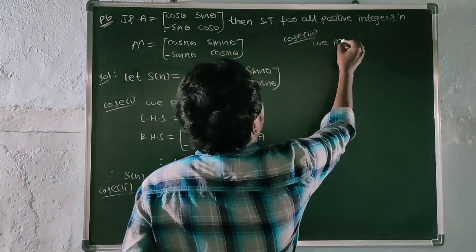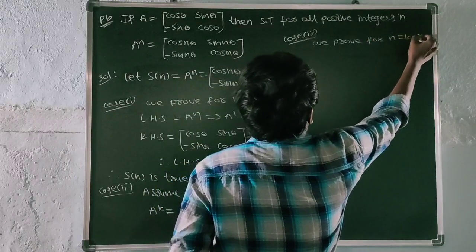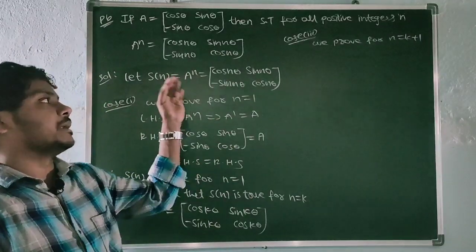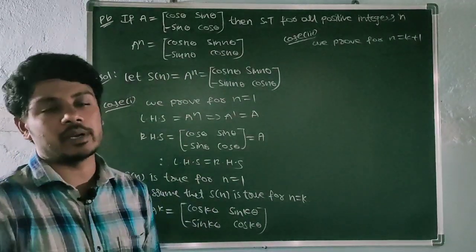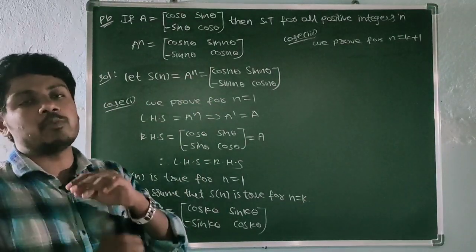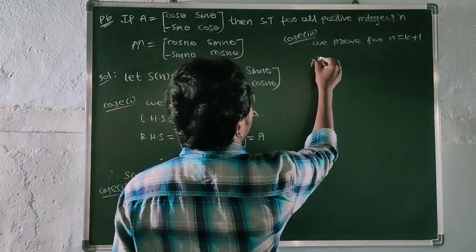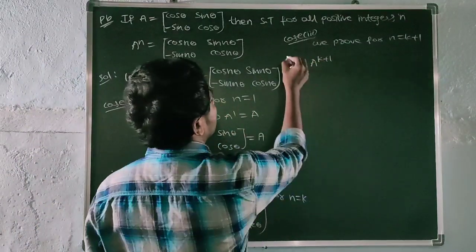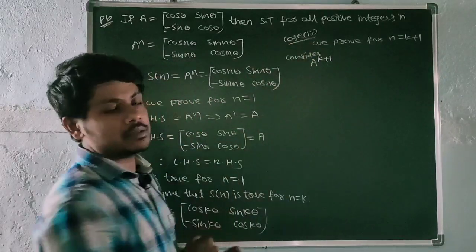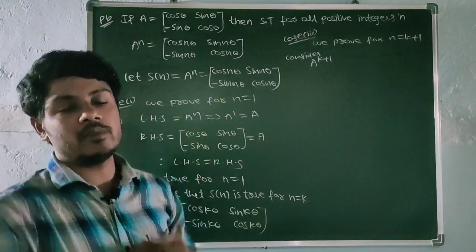We prove for n is equal to k plus 1. Okay. So here you have to prove this statement is true for n is equal to k plus 1. So what is LHS here? A power n. So write in place of n, k plus 1. So that is A power k plus 1. Consider A power k plus 1. Now you want to show in place of n, k plus 1.